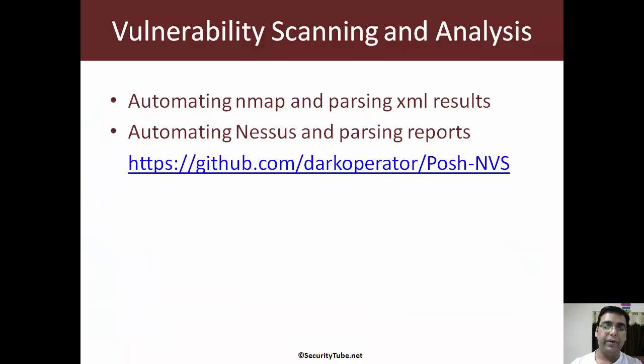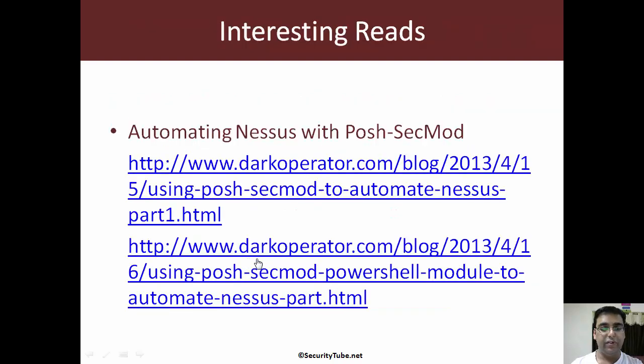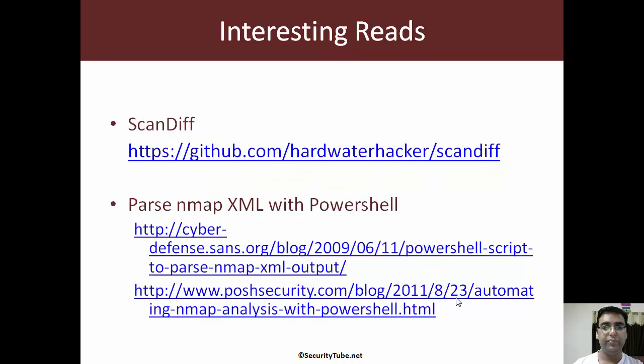To automate Nessus and parse its reports, use Posh-NVS by Carlos. This is a really good series of posts about this. Also, if you want to see a real world implementation of Nmap automation with PowerShell, see ScanDiff. Also, these are the blog posts which could be useful if you are looking for parsing Nmap results with PowerShell.